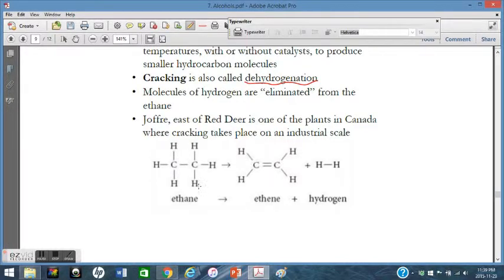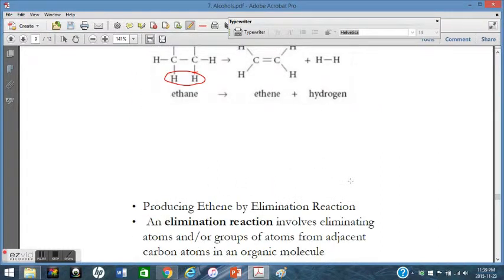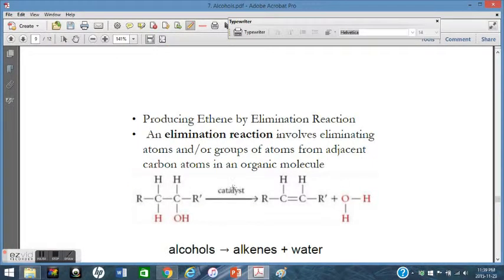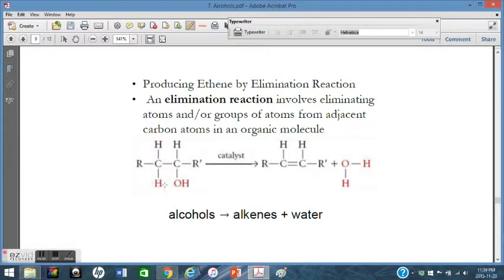Alright, so we can have these two guys get bonded together. We're left with a double bond here, ethene instead of ethane now, and hydrogen. Now we can also have an elimination reaction where we have an alcohol. In this case, we form a bond here. This bond breaks, this bond breaks. We're left with a double bond, and we've eliminated a water molecule. So elimination can be an alcohol being turned into an alkene plus water.